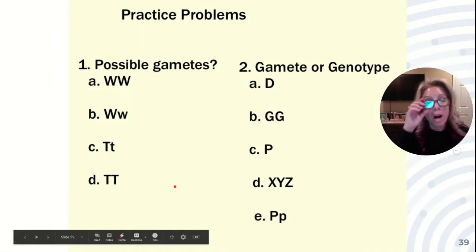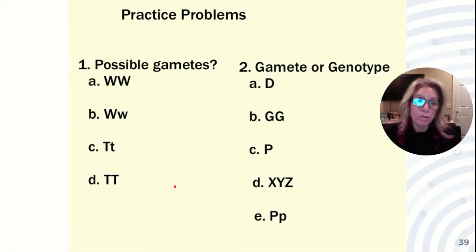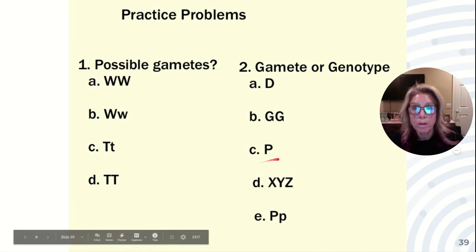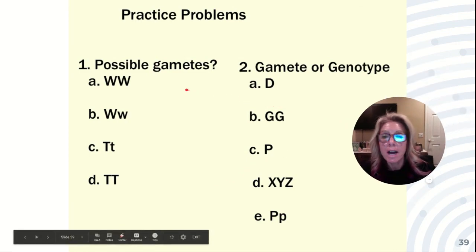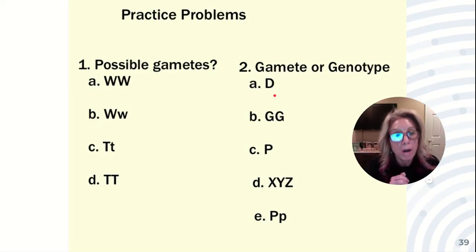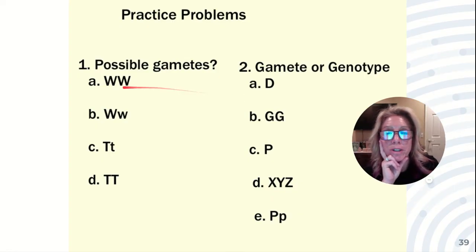All right. So at this point, there are practice problems throughout your book. And I'm going to do one set of practice problems with you. In this one, I ask you, what are the possible gametes? And then here, I ask you, is this representing a gamete or a genotype? So I'm going to do the first one with you, and then I would recommend that you pause and do the rest yourself before I show you the answers on this particular one.